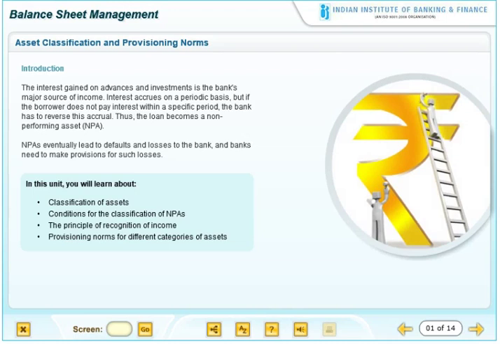In this unit, you will learn about classification of assets, conditions for the classification of NPAs, the principle of recognition of income, and provisioning norms for different categories of assets.